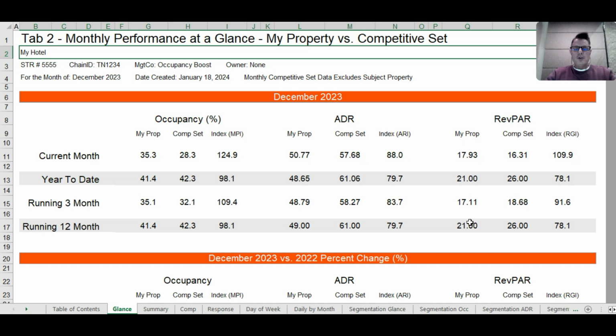RevPAR is based on all the rooms in the hotel, so it gives you an overall picture of how the hotel's doing overall. The way this RevPAR is calculated, you can see this property has a $21 RevPAR for the end of the year. That's calculated by taking total revenue divided by total available rooms. If this hotel has 75 rooms, their total available rooms for the year are 27,375. I got that by taking 75 rooms times 365 days in the year, and that gives me 27,375 rooms.